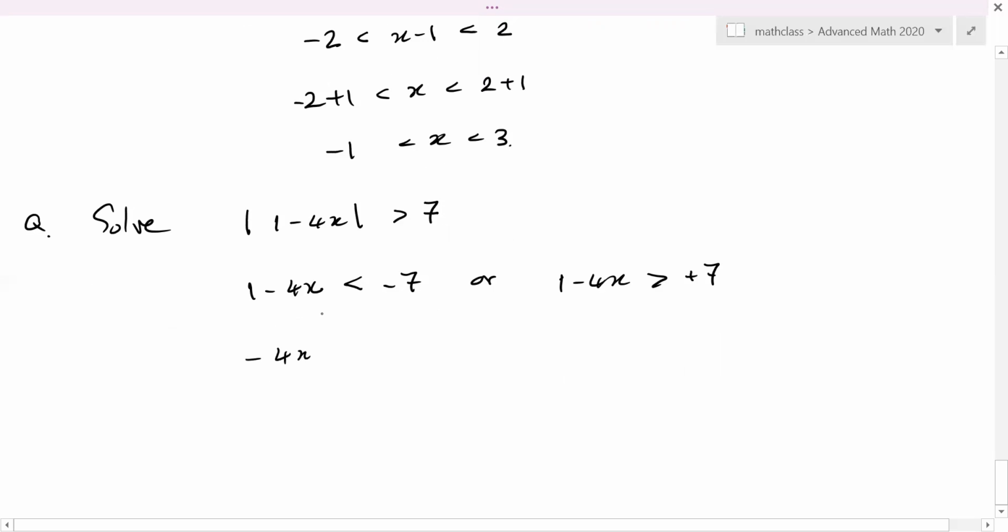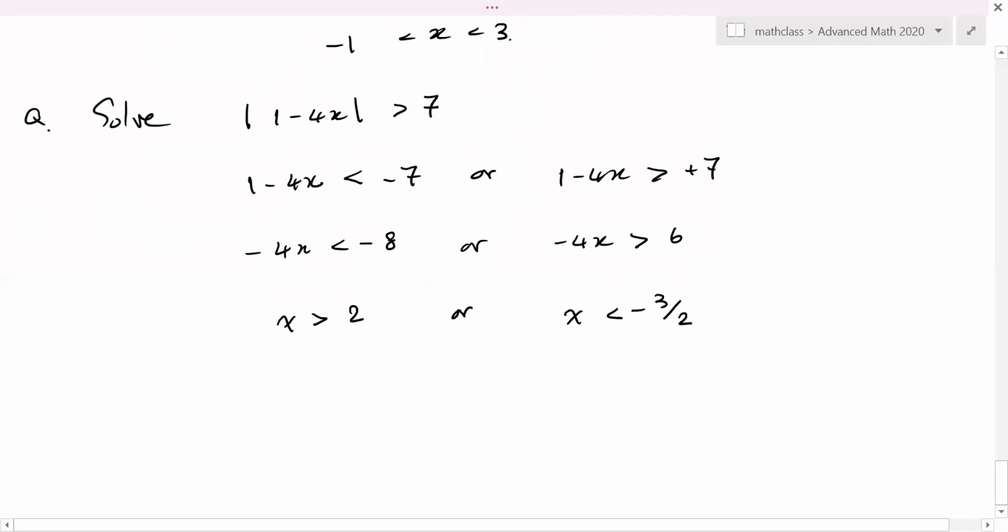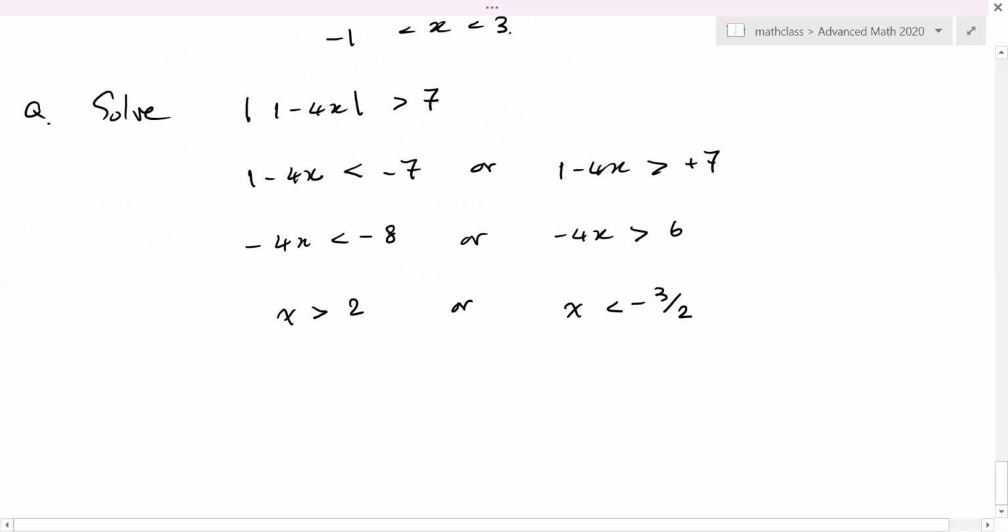I'm going to move 1 to the other side: negative 4x is less than negative 8, or negative 4x is greater than 7 minus 1, 6. Then, be careful, I divide both sides by negative 4. Negative 8 divided by negative 4 is 2, but you have to change the direction of the inequality. And here I also have to change the direction. 6 divided by negative 4 is negative 3 over 2. So x is greater than 2 or x is less than negative 3 over 2.